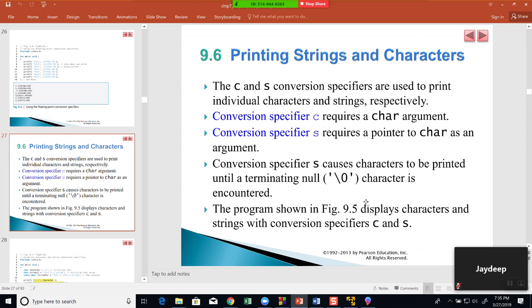Strings and characters. The C and S are used to print individual characters and strings, respectively. Conversion specifier C is a character, and S refers to a pointer to a character as an argument. And conversion specifier S causes characters to be printed until a terminating null/0 character is encountered. So that's our string, basically. So C for character, S for string.